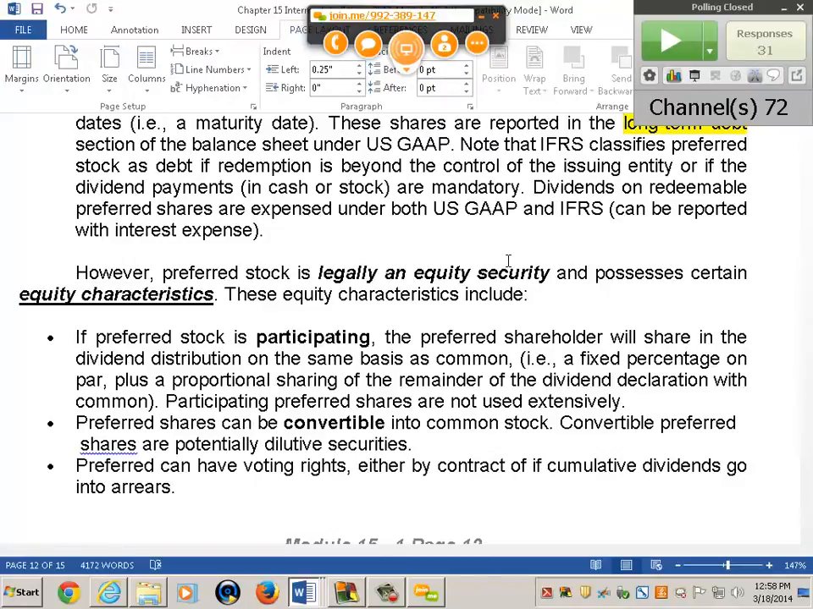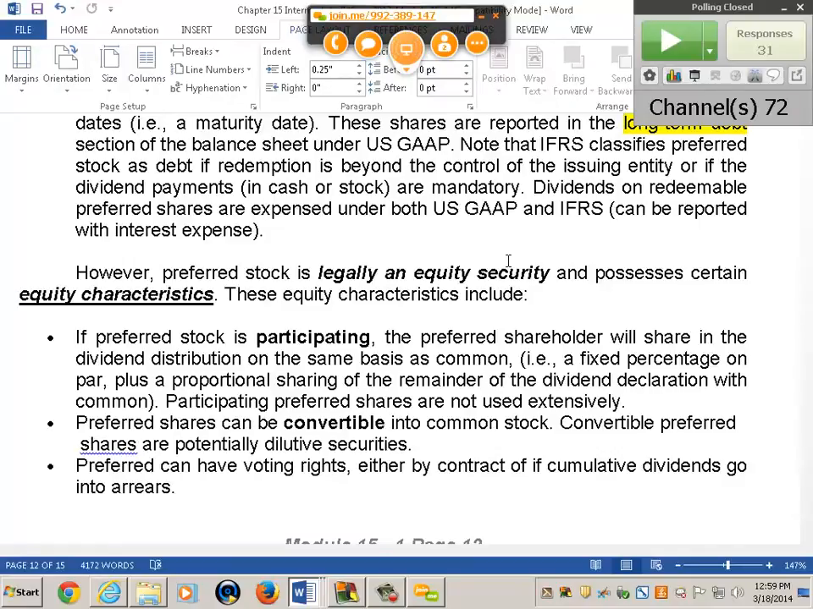We also know about convertibles. We're going to get into that. Convertibles can be either a specific or an embedded convertible in the contract, and these shares would be potentially dilutive. And of course the preferreds could have voting rights. In a lot of cases, a contract that has cumulative preferred stock says that if dividends go into arrears, the shares become voting until the back dividends are paid. Then you have voting rights. Typically they're not voting.